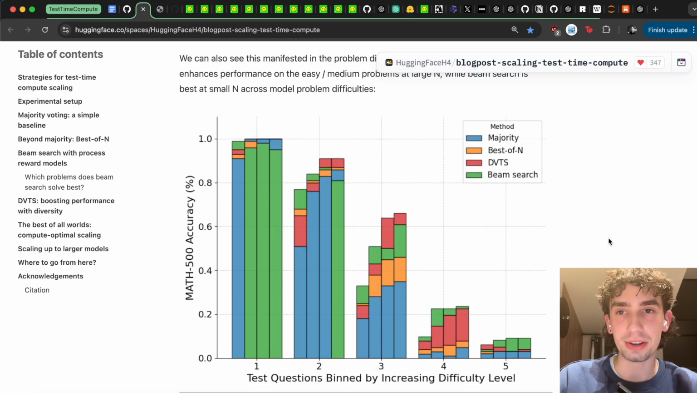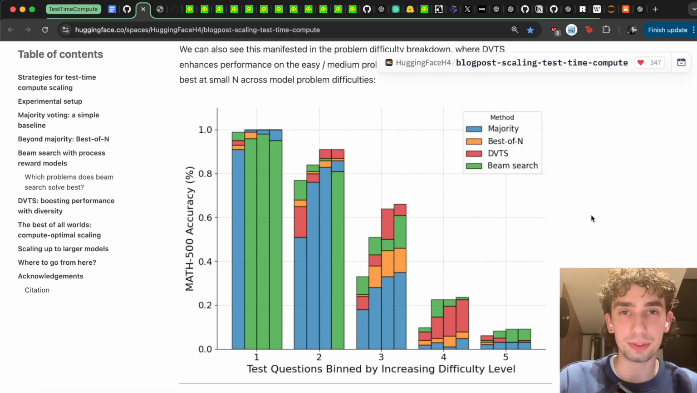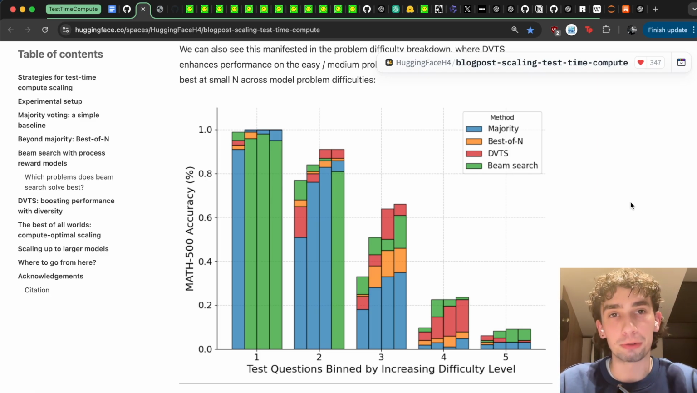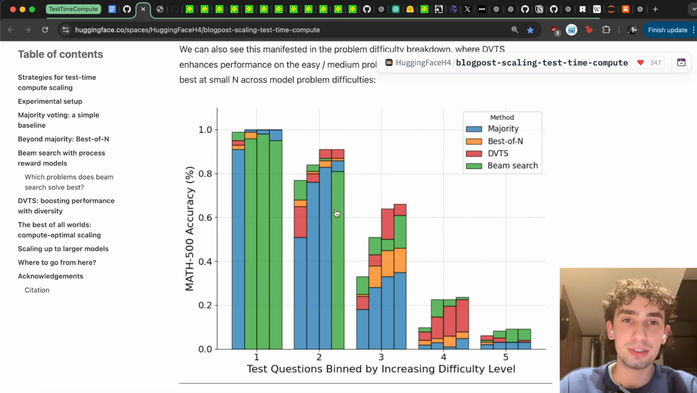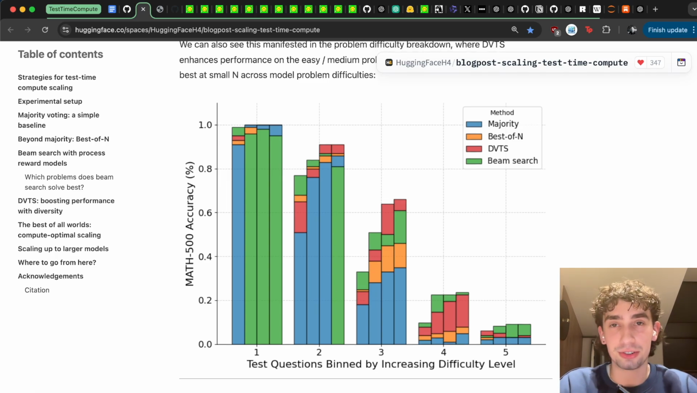But one thing you might note when actually binning all of these questions by difficulty level is that there's not one clear method here that's actually outperforming the other. We're seeing that majority voting at lower difficulties outperforms all of the other methods, but then at higher difficulties, we're starting to see things like the DVTS method start to shine through. And then in the middle, there's a mix of beam search and best of n. And this issue isn't actually something new.